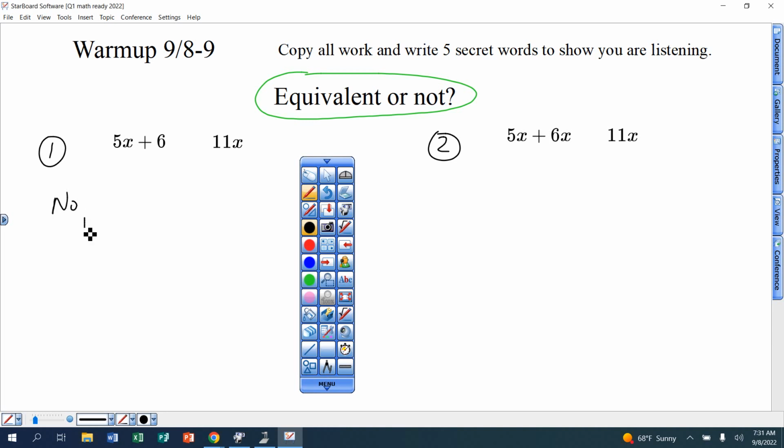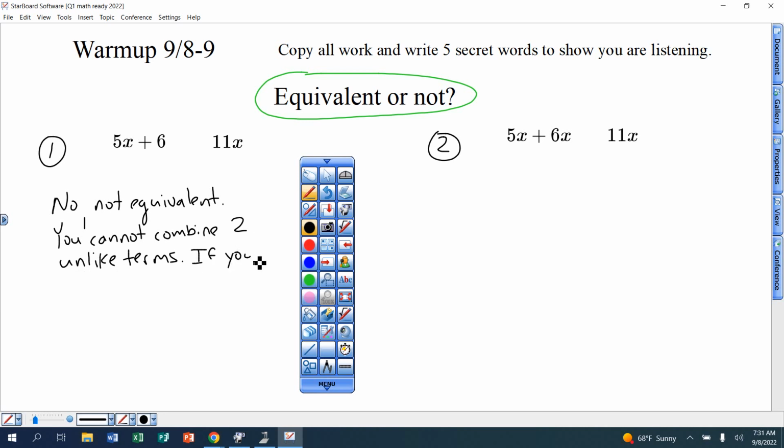No, not equivalent. You cannot combine two unlike terms. If you plug in, like pick a number, like maybe 3, X is 3, you get different answers. And again, you're going to have to type that.